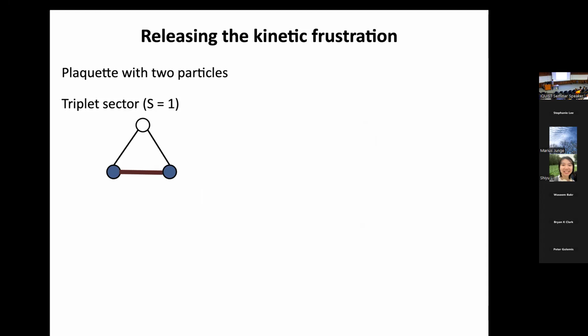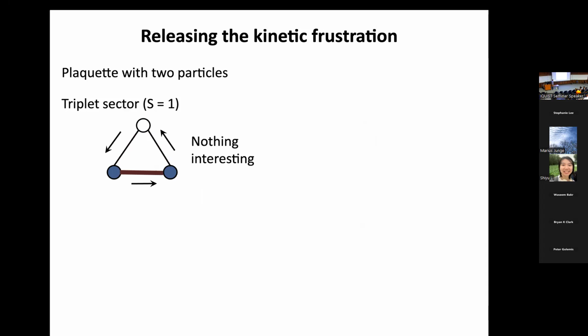So here's the triplet sector. We have two particles in a triplet with one hole, and the only thing that the hole can do in this problem is move around this plaquette. And here you go, it's moving around, and at the end, it swaps the two spins. But they're in a triplet, so nothing interesting happens. You swap two spins in a triplet, still the same state, right?